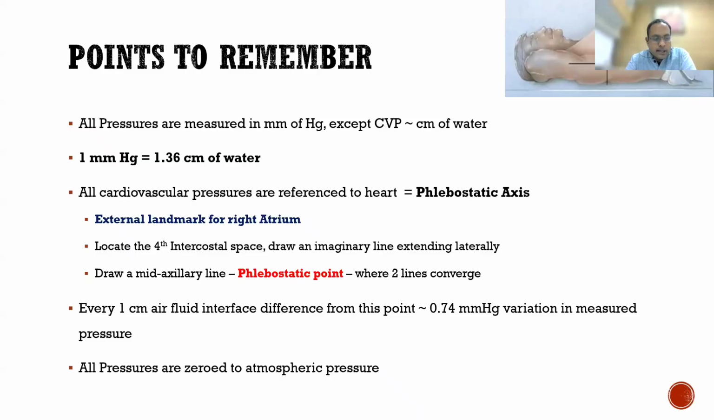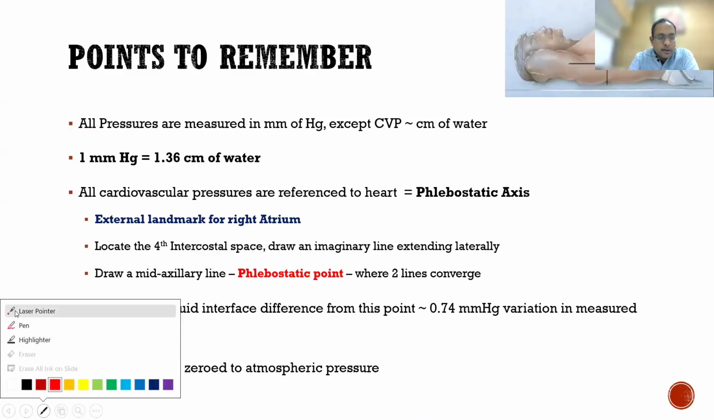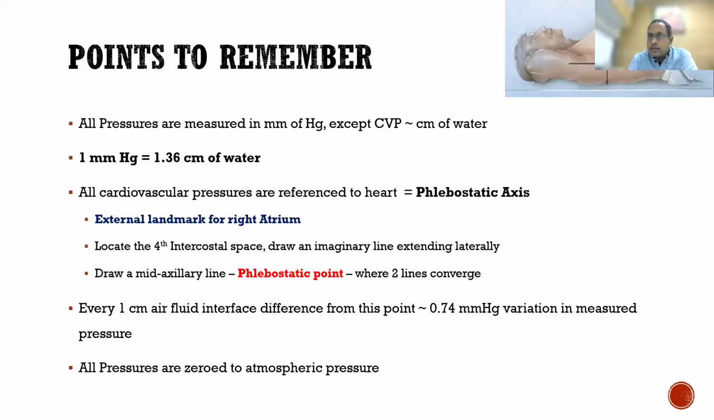This phlebostatic axis is identified as an external landmark for the right atrium, and we go from the fourth intercostal space, approximately at the level of the nipple, and we draw an imaginary line extending laterally, and then we draw a mid-axillary line, and where the two lines meet, it is called the phlebostatic point. So this is where we measure all the pressures, which is referenced to the right atrium.